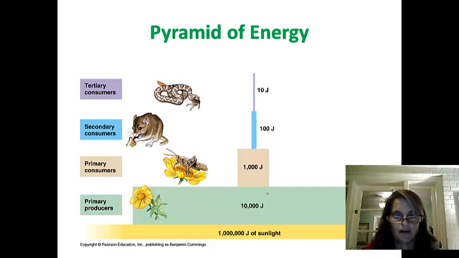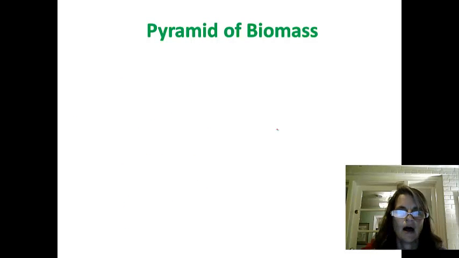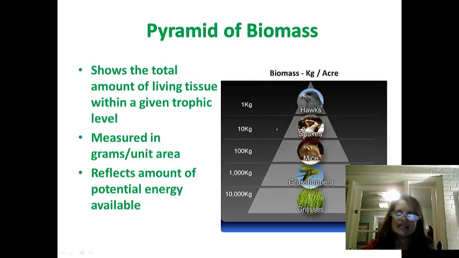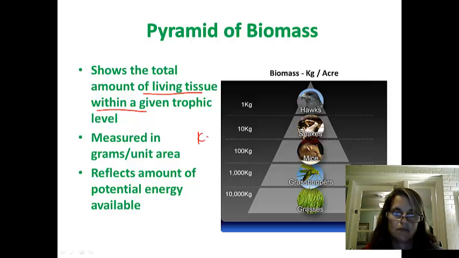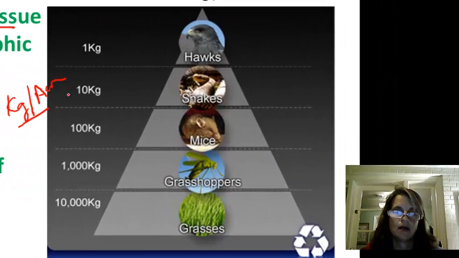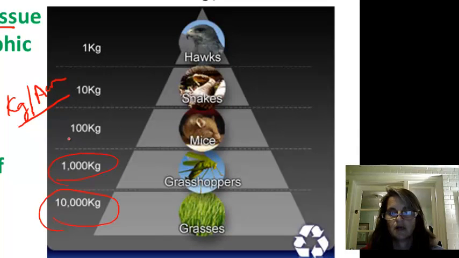That's just another pyramid of energy. The J stands for joules. It's just another energy unit. Okay. Pyramid of biomass. It shows the same exact thing. It just shows it in terms of amount of biomass, or amount of actual living tissue by mass in a particular trophic level. So it's measured in grams per unit of area, or in this case, kilograms per acre. We can see again, there's a lot more grasses than there are grasshoppers, than there are mice, and only 1 kilogram's worth of hawks in this particular environment.